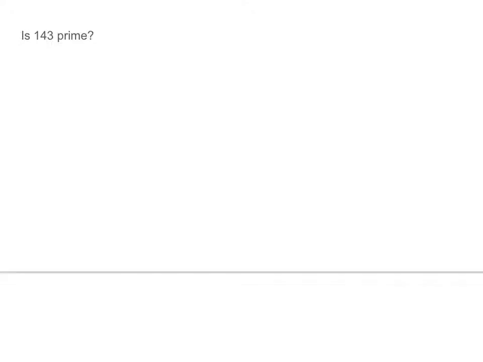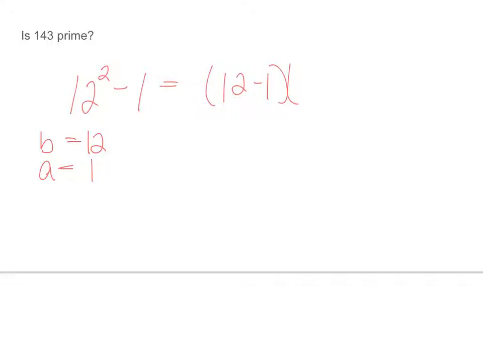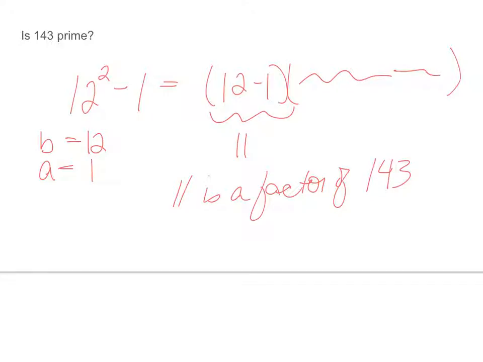So let's look at a real problem. 143. I remember that 12 squared is 144, minus 1 is 143. Okay, that's pretty simple. But if we use that identity that we've been talking about, where b equals 12 and a equals 1, we would do 12 minus 1 and the rest of the math. And I actually don't have to do the second parentheses in the identity. We know that 12 minus 1 is 11, therefore 11 is a factor of 143.